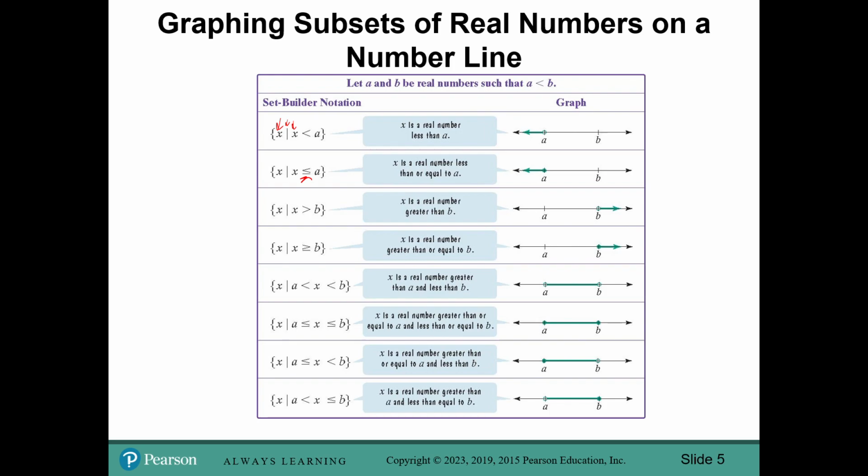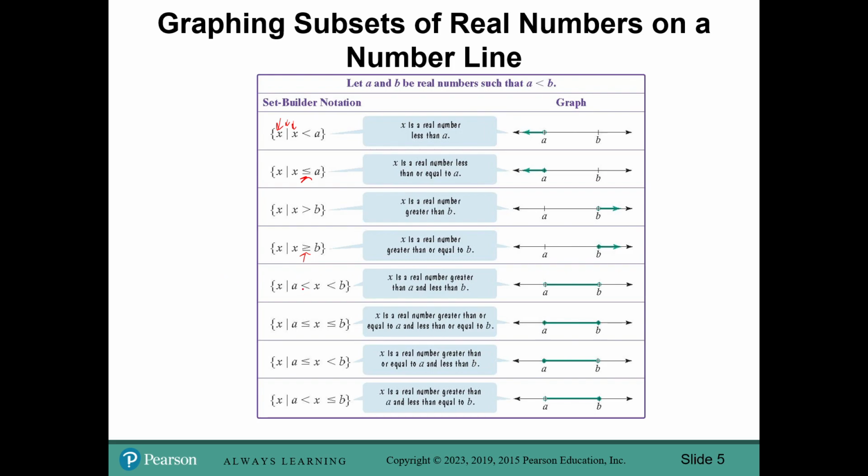It's greater than it. Next one I have x is greater than or equal to. Oh, notice the equal to sign attached to the bottom there. Means I need to do the closed circle on the b. And then x is greater than, so I draw my arrow to the right hand side.